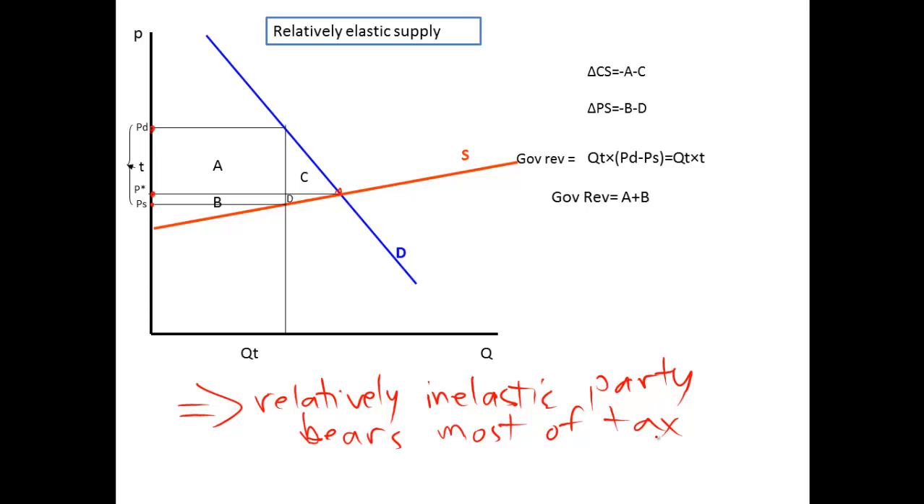And note that when I say pay the tax, I don't mean they send the check to the government, because it could be the case here that even though the buyers are paying the tax, it could be the sellers sending the check, but what matters is how the equilibrium prices have changed, not who seems to pay the check.